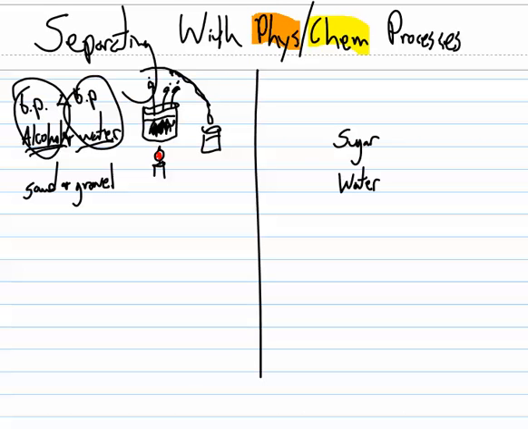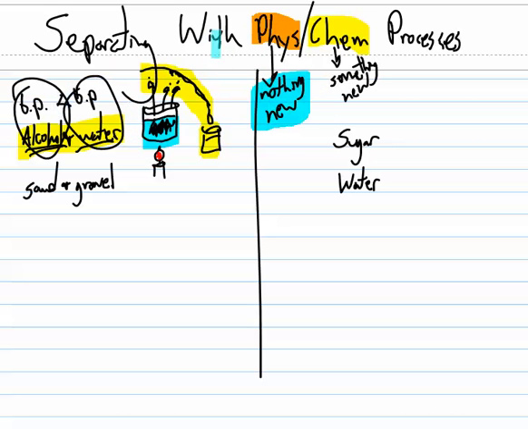Well, the idea here is, and I've mentioned this before, but in a physical process, you get nothing new. And in a chemical process, you do get something new. So did we make anything new here? What did we start off with? We started off with alcohol and water. And what are we ending up with? We've got the alcohol that boiled off, and we caught that right here. And then what's left in the beaker is water. So we got nothing new. So that tells you that this was a physical process.